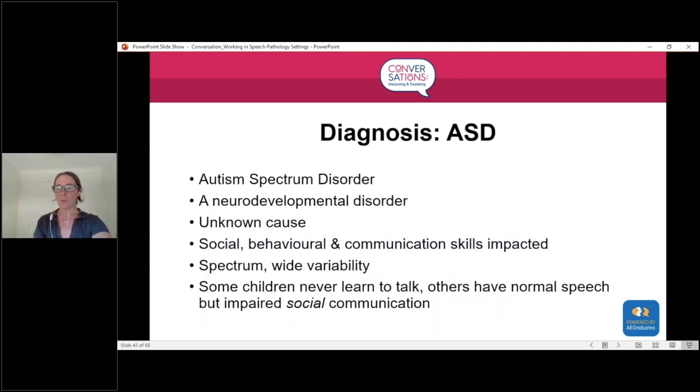The other disorder that you might come across in schools is ASD, autism spectrum disorder, which is a neurodevelopmental disorder of unknown cause. Where this comes in is that it can lead to social, behavioural, communication difficulties for a child.